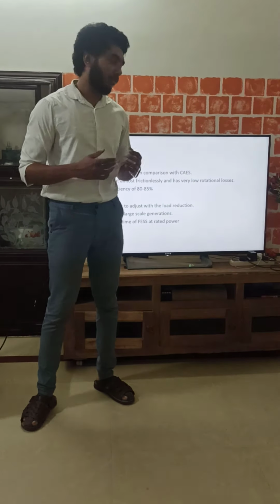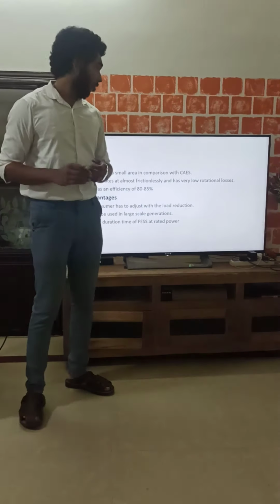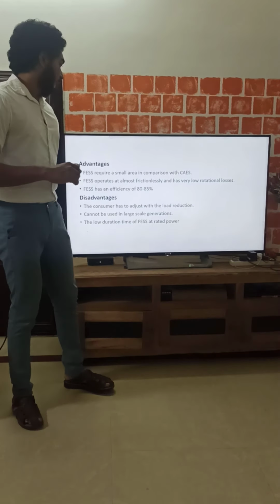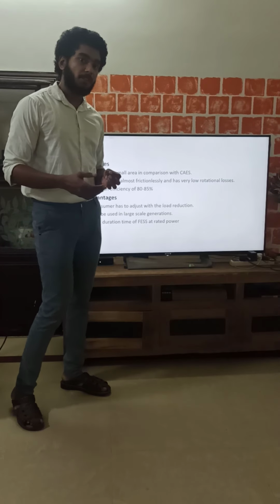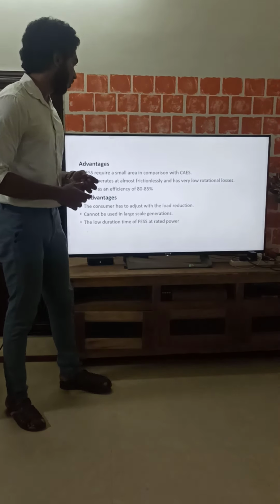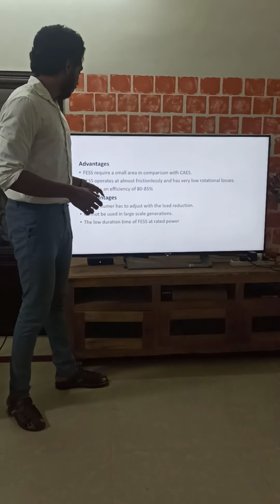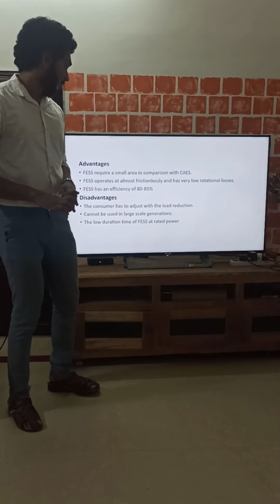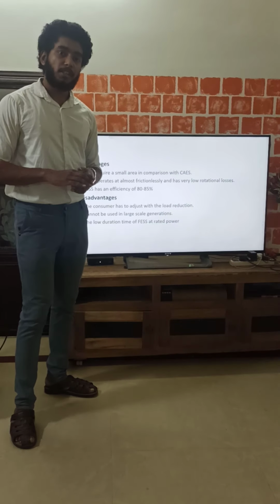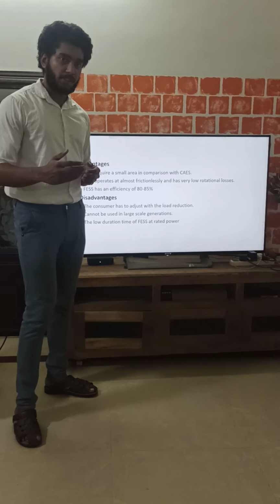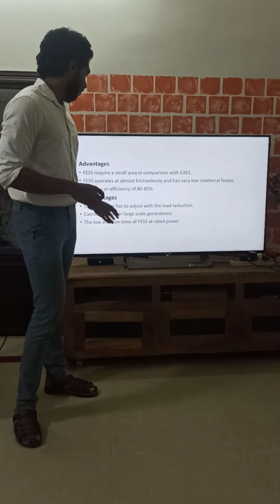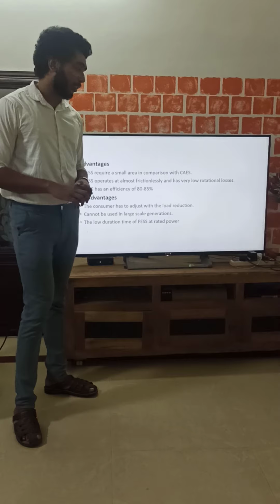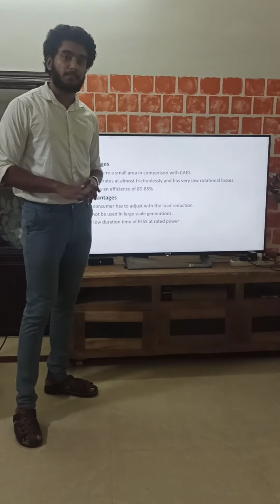The advantages are that FES requires a small area compared to CAES, and FES operates almost frictionlessly. I also mentioned the magnetic bearings, and FES has an efficiency of 80 to 85%. The disadvantage is that consumers have to adjust to the load reduction by the utilities, and this cannot be used at large scale. The main disadvantage of FES is the low duration time at rated power.